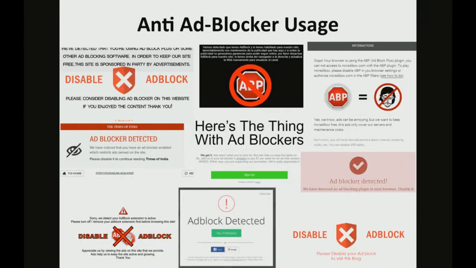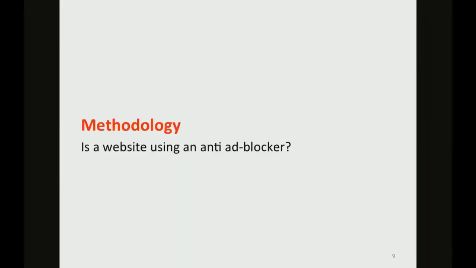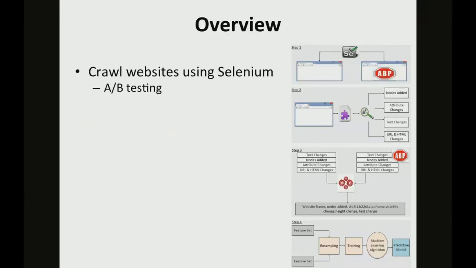And the goal of the paper is to develop an automated methodology that can be used for large-scale measurements of anti-ad blockers. So here is an overview of our methodology. It can be divided into 4 steps, and I will walk you through this. Our basic idea is that we are going to do A/B testing. We first open a website without an ad blocker. Then we open the site with an ad blocker. And we automate this process using Selenium.